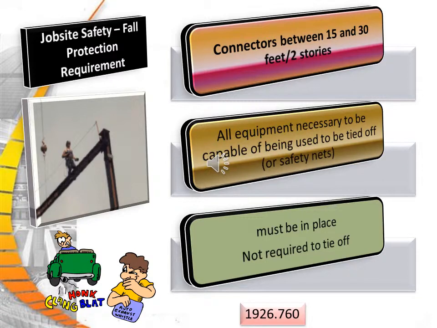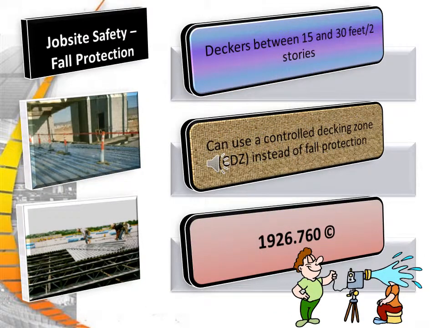Fall protection provisions call for connectors between 15 and 30 feet to have all equipment necessary to be capable of being used, to tie off or use safety nets. These must be in place, or they are not required to tie off. That's covered under .760. Deckers between 15 and 30 feet can use a controlled decking zone, or CDZ, instead of fall protection. This is covered under .760(c).